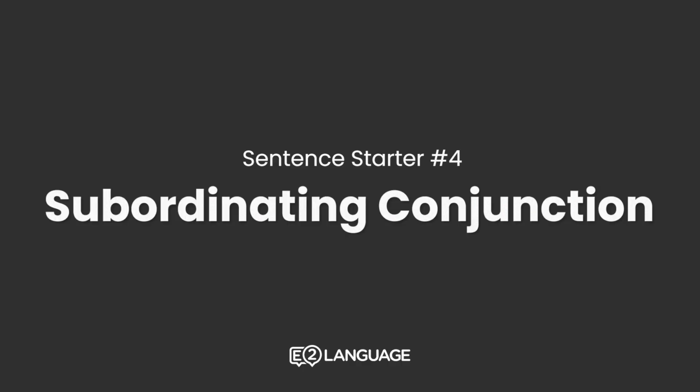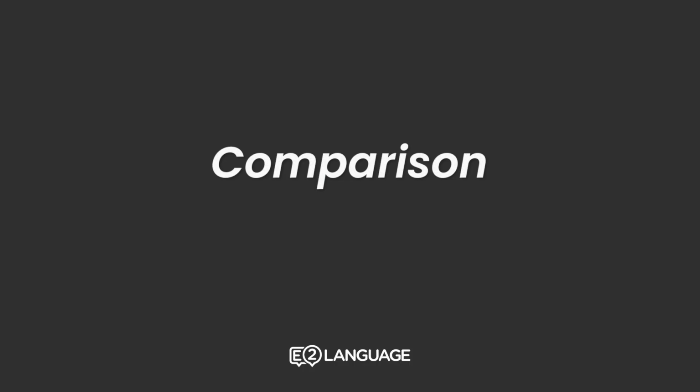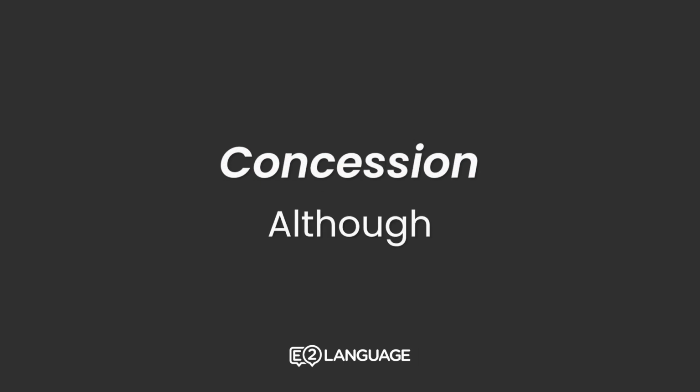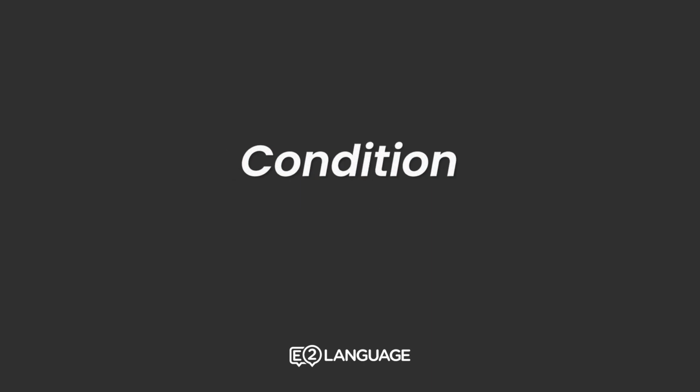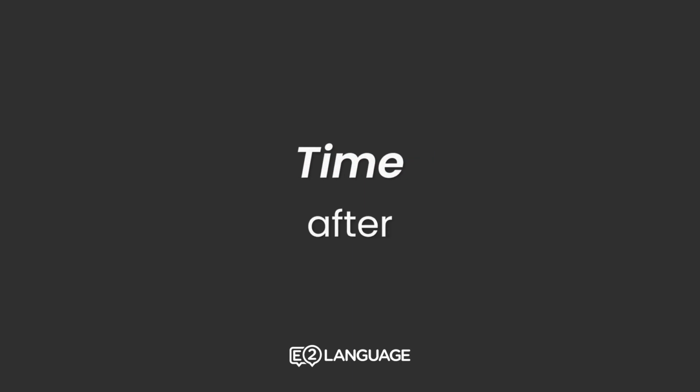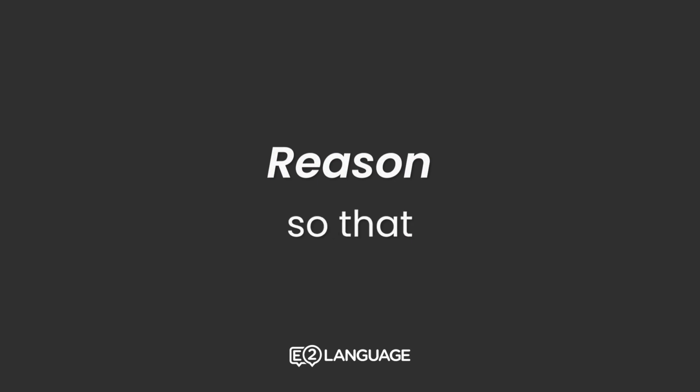Cool, that's adverbs. Now let's look at starting a sentence with a subordinating conjunction. A what, you ask? That's right. Start your sentence with a subordinating conjunction. Subordinating conjunctions is a crazy term for connecting words. Let's take a look at some of them. These words can show comparison, like whereas or whether, or concession, like although or despite, a condition, unless or in case, time, after or before, a reason, because or so that.